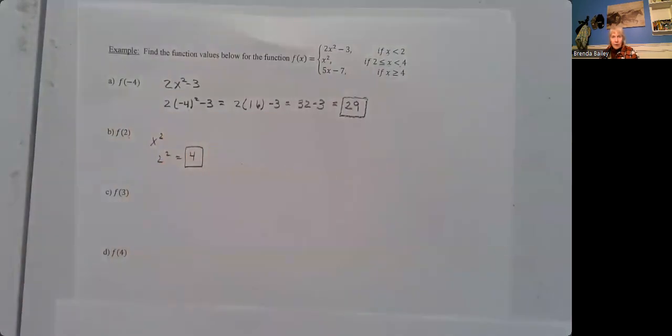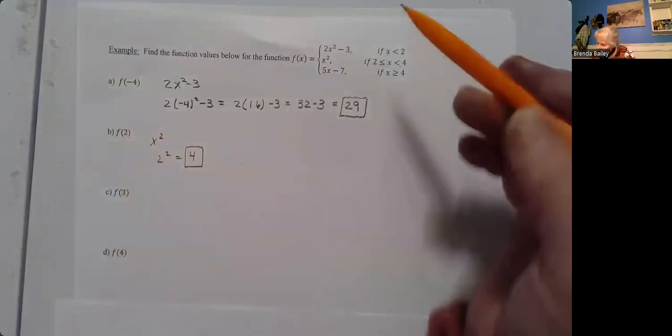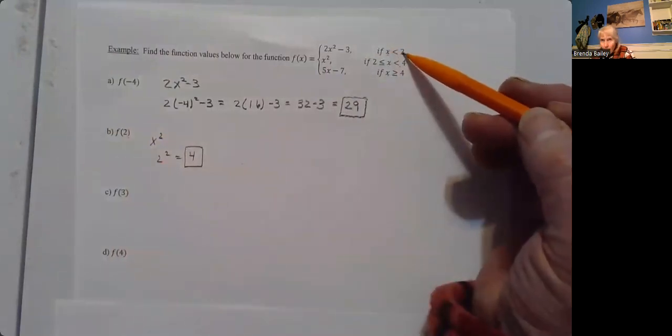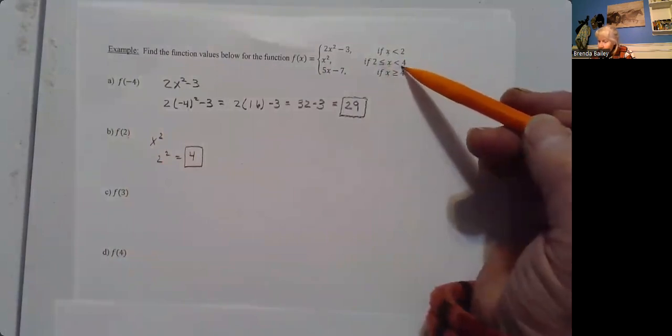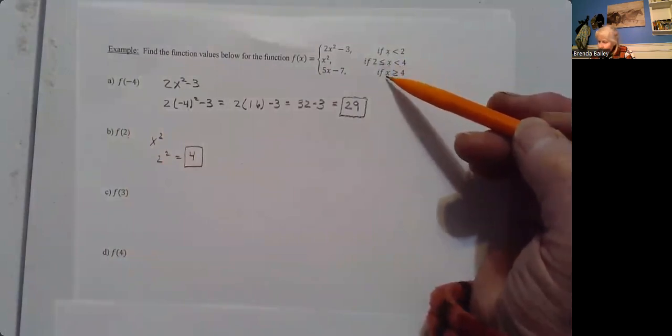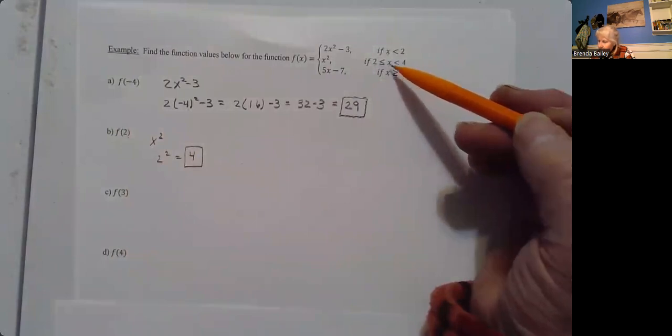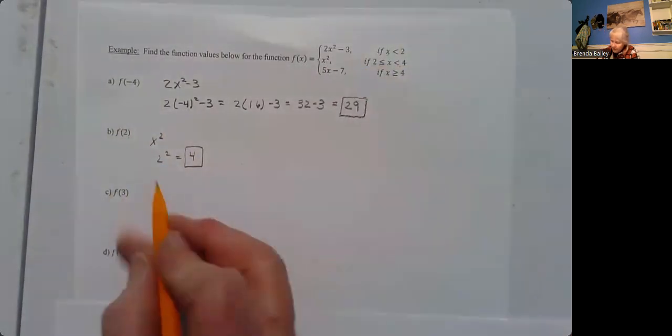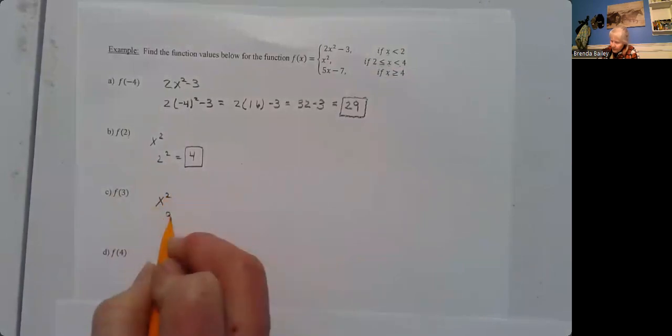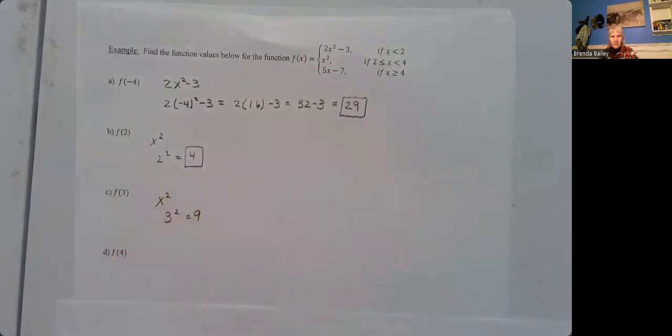Great. Let's do 3. Where does the 3 fit? Is 3 less than 2? Nope. Is 3 between 2 and 4? Yeah, it is. And we know that 3 is not bigger than 4. So 3 is this one, so we put it into the x squared. Awesome.